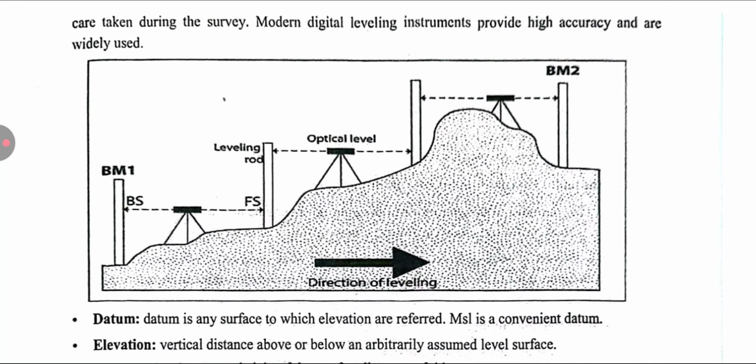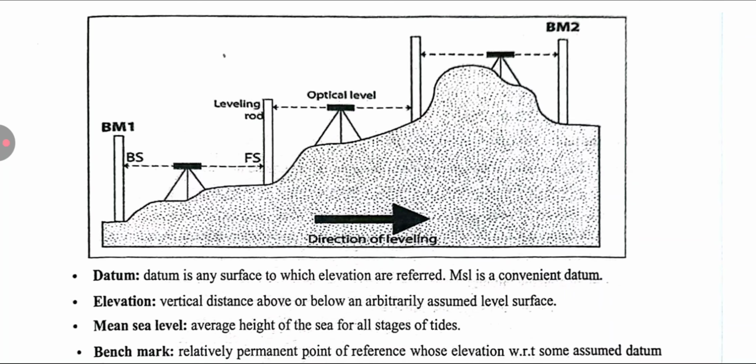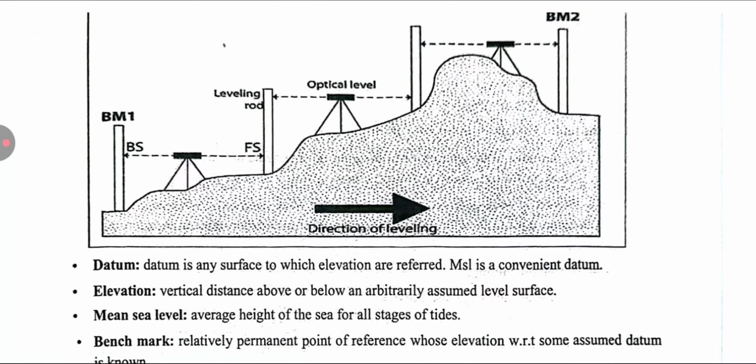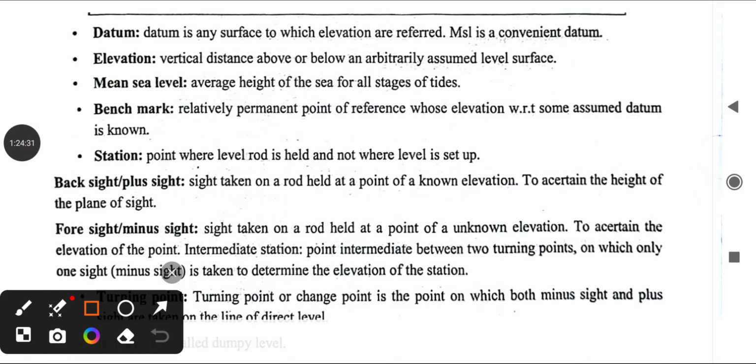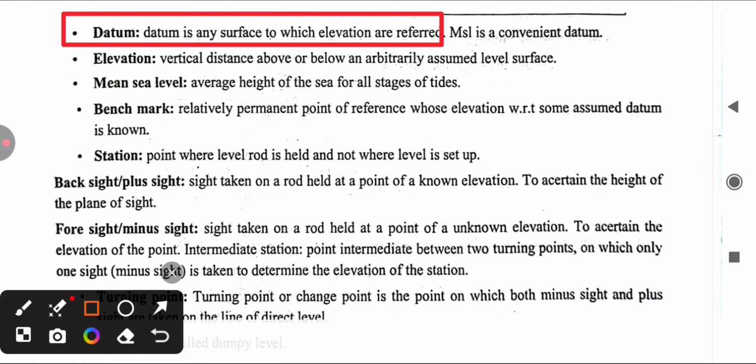Okay, look at this: benchmark, B2, instrument level, optical level, leveling staff, direction of leveling, and datum. Datum is any surface to which elevations are referred. MSL is a convenient datum, meaning mean sea level is a convenient datum. Elevation is the vertical distance above or below an arbitrary assumed level surface. Mean sea level is the average height of the sea for all stages of tides.